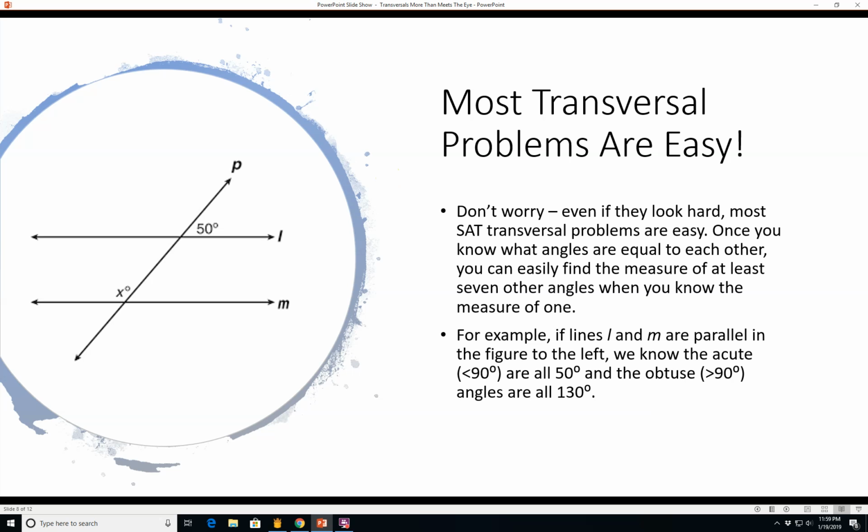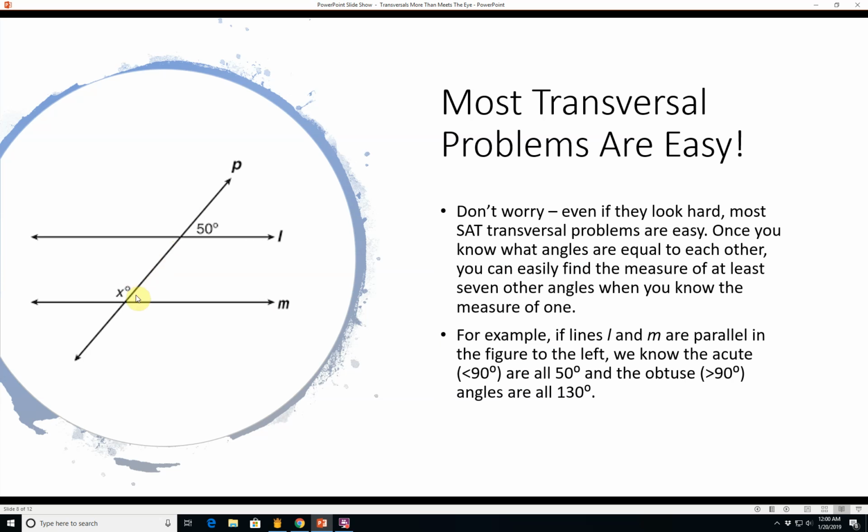For example, if lines L and M are parallel in the figure to the left, we know all the acute angles are 50. See, this is 50, this is 50, this is 50, this is 50. 50, vertical angle, 50, 50. These are called corresponding angles. So all the obtuse angles that are greater than 90 are equal to each other, and all the acute angles that are less than 90 are also equal to each other. So here, since this is 50, we know this has to add up to 180, so this is going to be 130, which means x is also 130.